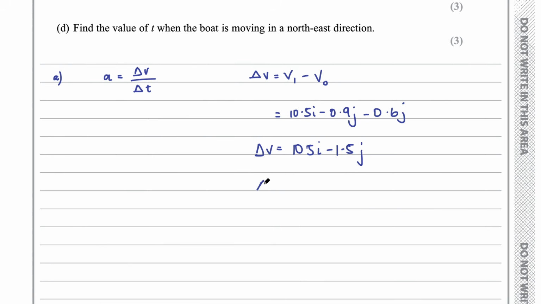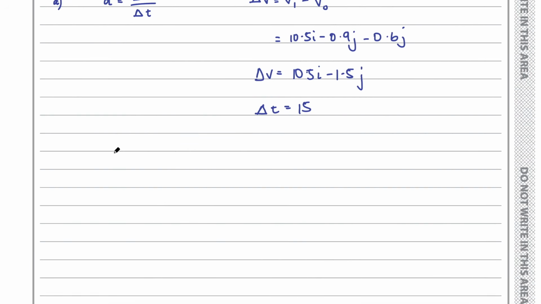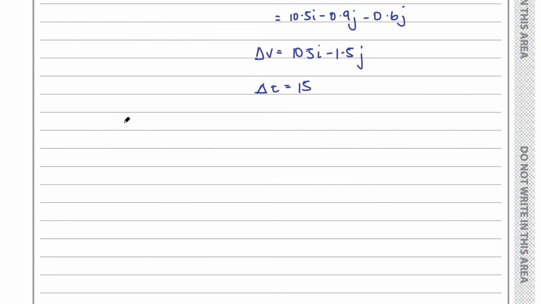And we know the change in time, they told us that in the question, is 15 seconds. So now we can just go ahead and calculate the acceleration as 10.5 I minus 1.5 j divided by 15. And well, this is like 105 divided by 15, so that would be 7, so 0.7 I, and then this must be 0.1 j.